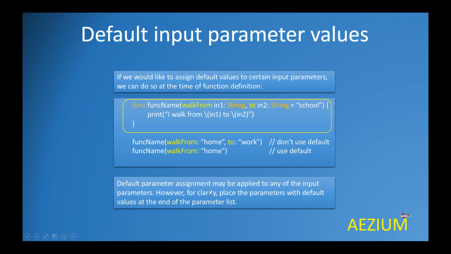Default parameter assignment can be done for any of the input parameters of the function in any order, but for the sake of clarity, it is better to place all the input parameters with default values at the end of our input parameter list.